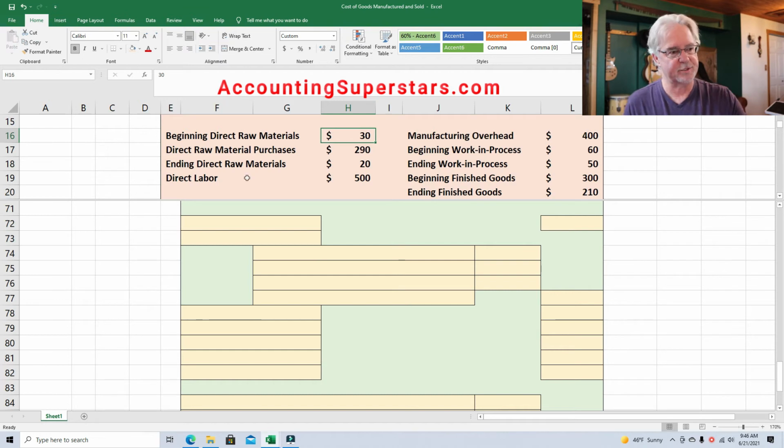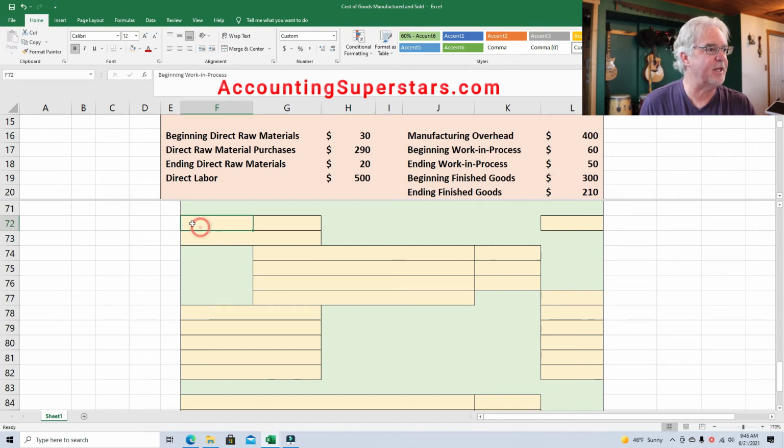Now, here's how this works. The first line of the textbook method is a little different. It starts out with beginning work in process. Well, that's kind of weird. Beginning work in process. There it is, $60.